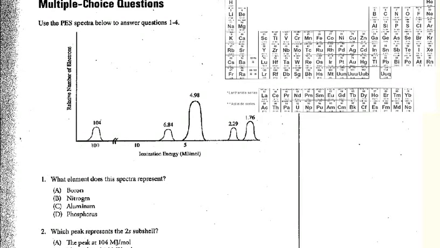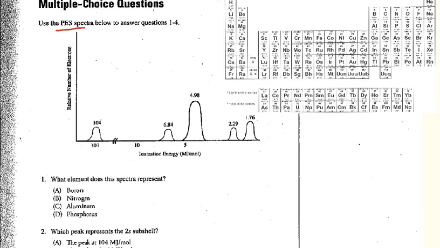We're going to look at the multiple choice questions. Here's number 1, and the next series will all apply to this photoelectron spectrum that they've got at the top here. It's a terribly ugly spectrum, clearly hand-drawn, but we can work with it. So they want to know what element does this spectrum represent.